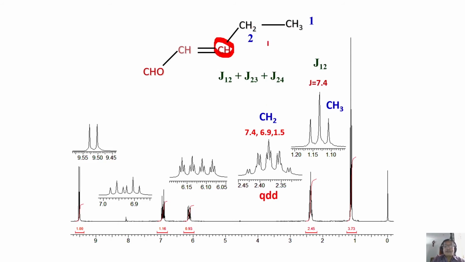Which proton am I talking about? This proton, CH2. It is going to be a quartet because of this, and a doublet because of this, and a further doublet because of a long range coupling with this. As a consequence, this becomes a quartet of doublets of a doublet.